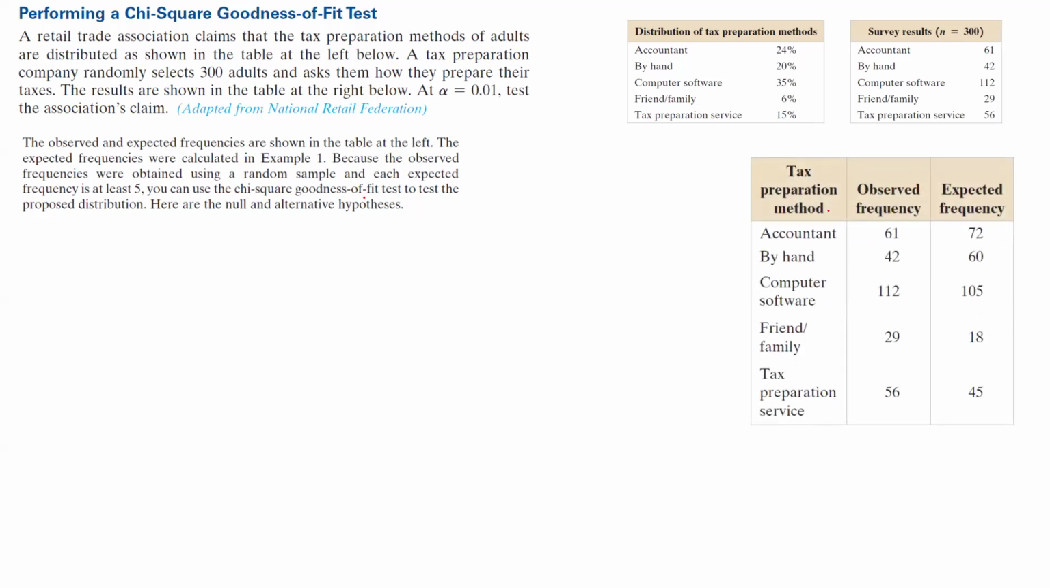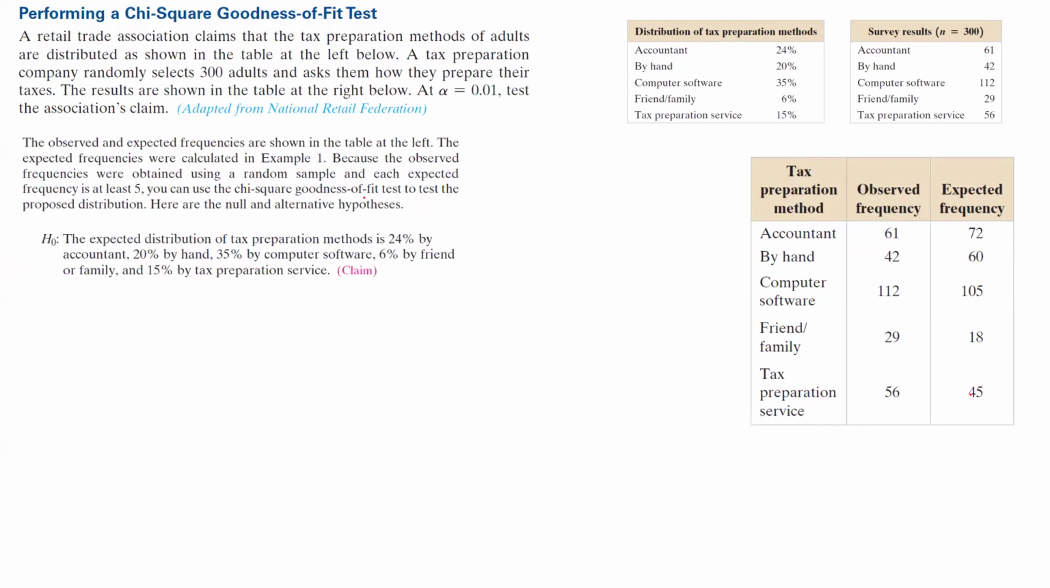Okay. We did the calculation, tax preparation method. We saw that the observed frequency is 61, expected frequency... we did the multiplication. And then by hand, computer software, friend and family, tax preparation services. So whatever we calculated from the previous page, we are writing them all down here. Why? Because we need these to calculate the test statistic.